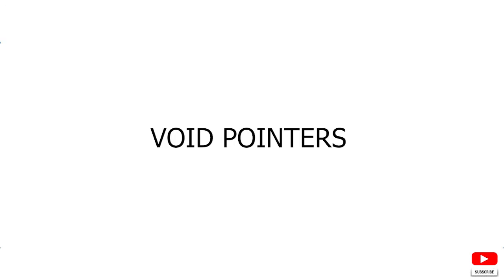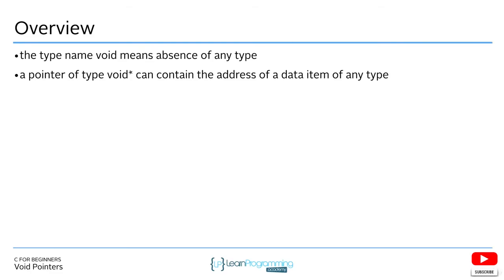What does this mean? Well, the type name void means absence of any type. So a pointer of type void star can contain the address of a data item of any type. So it has a lot of flexibility. If you don't know what you're going to store as a pointer, you can say void star. Pretty nifty. It's usually used in functions for function parameters.